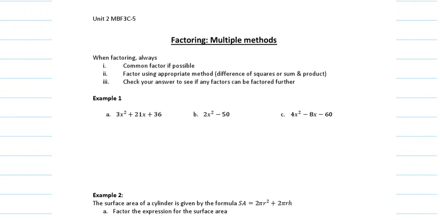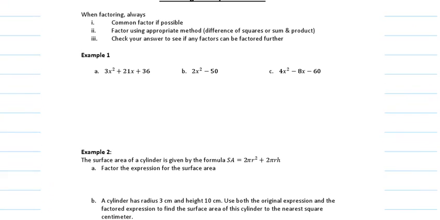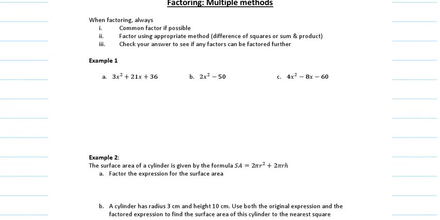So let's look at an example here. You have 3x squared plus 21x plus 36. I want you to factor. The question is factor. What do you do? I want to hear your thoughts. First, you're going to ask yourself, do I have a common factor? Do we? What is it?